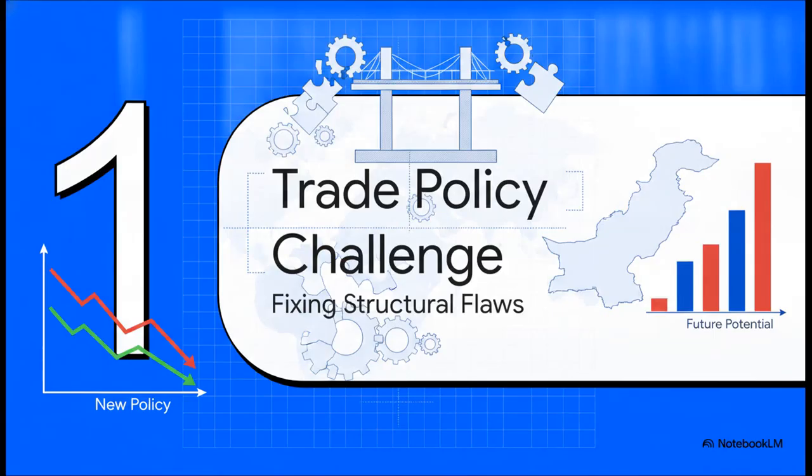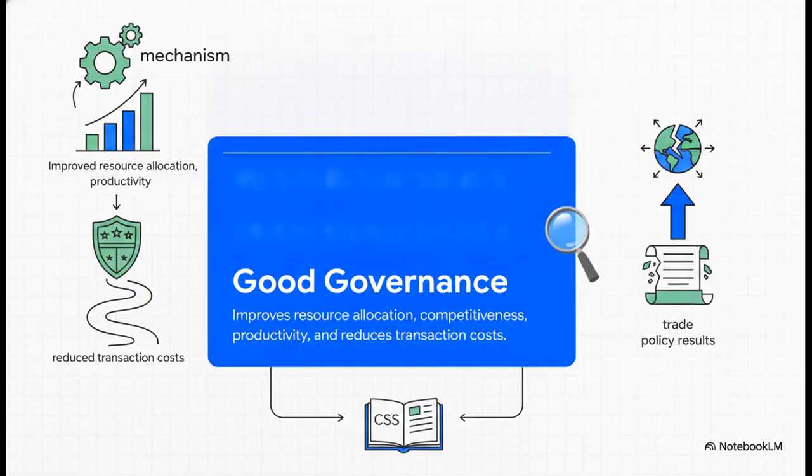All right, part one, the trade policy challenge, fixing structural flaws. So as the new strategic trade policy for 2026 to 2031 is being prepped, we absolutely have to recognize something crucial. Policies written on paper don't magically produce results. It's an opportunity to fix structural weaknesses, not just set fresh numbers.